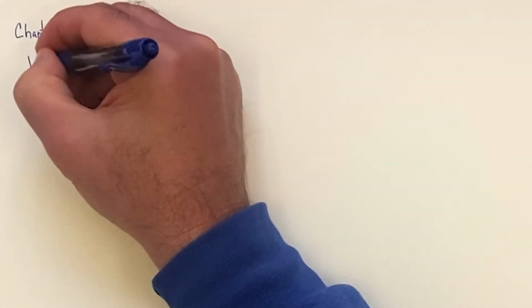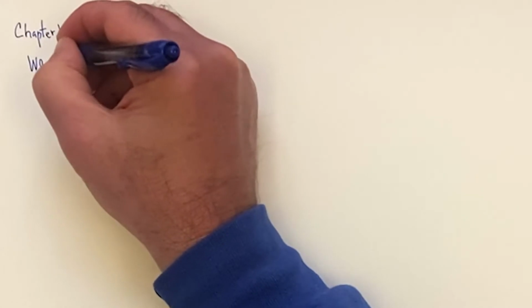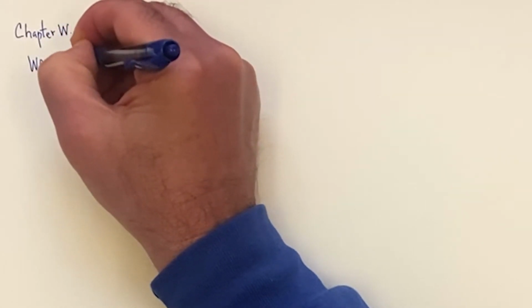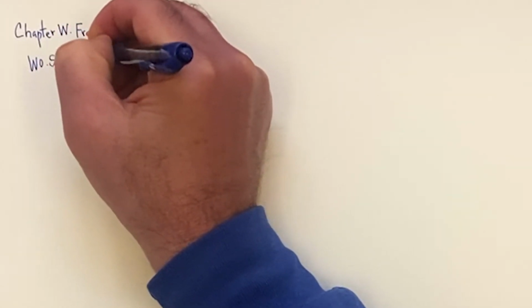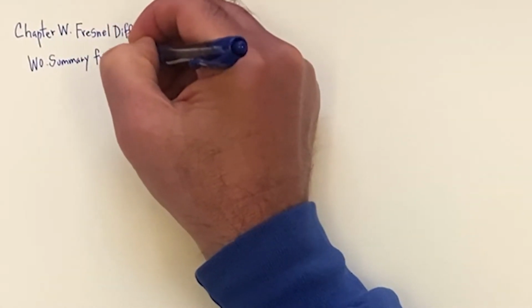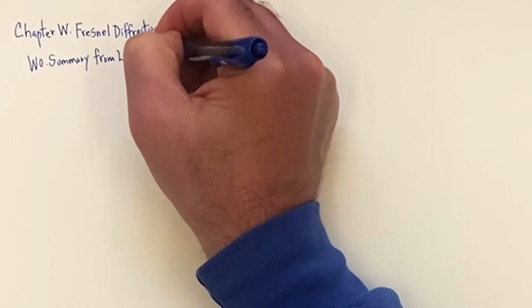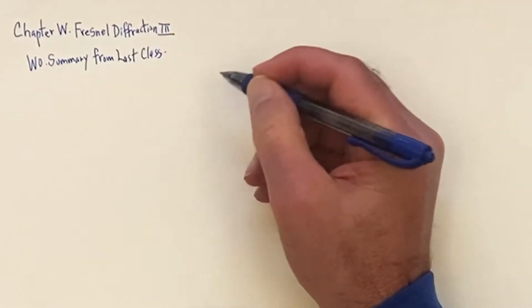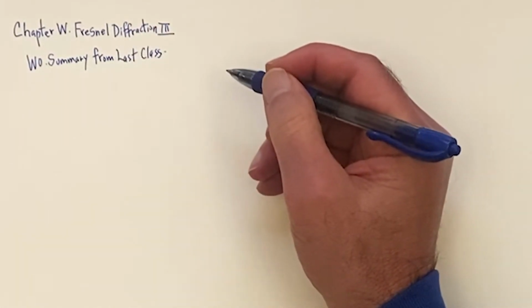Let's talk briefly about the last class. Summary from last class. Now we have a sheet to do that.